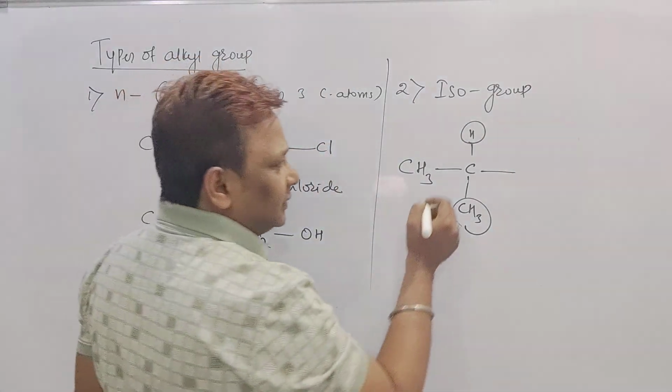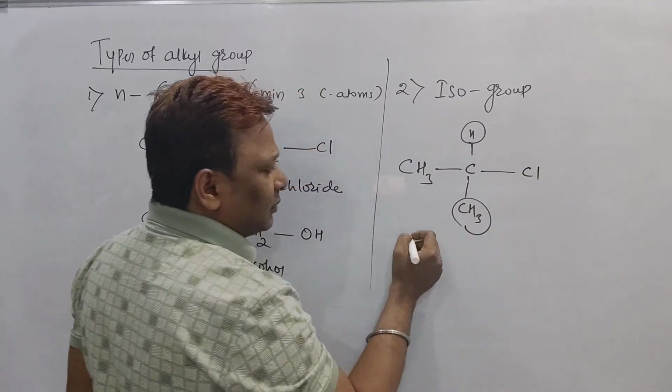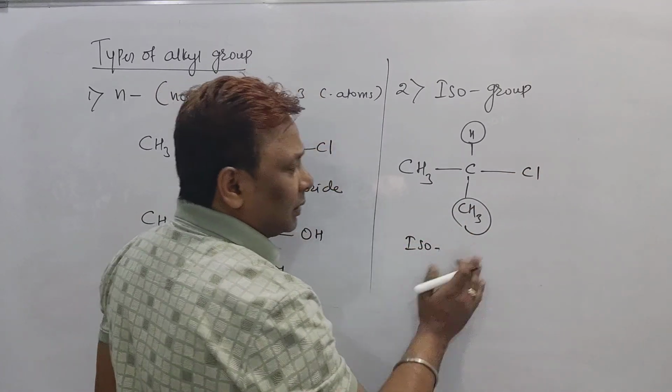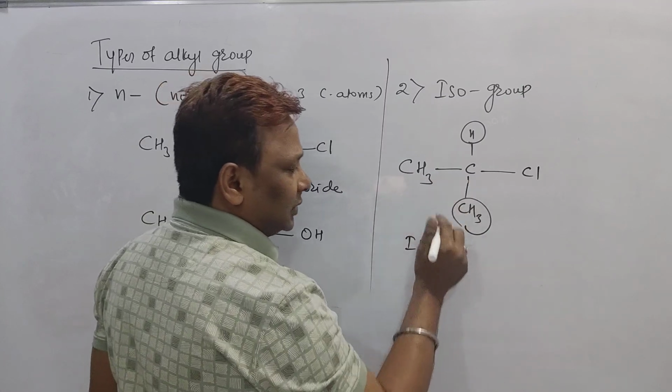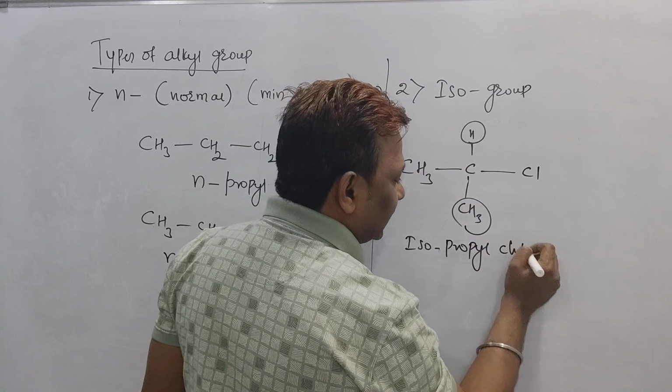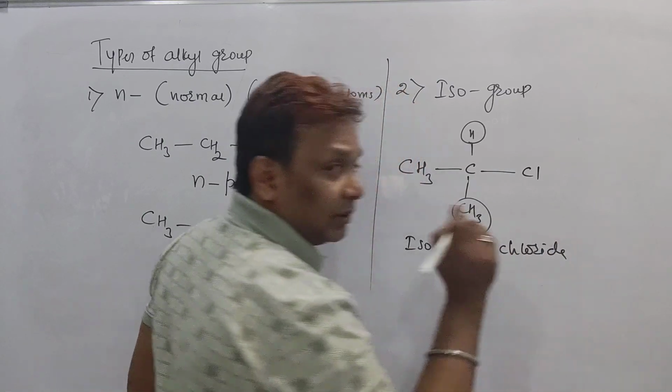Suppose I put here Cl, what is the name of the compound? It is called iso. How many total number of carbons are there? 1, 2, 3. It is called isopropyl chloride. One more example I will give.